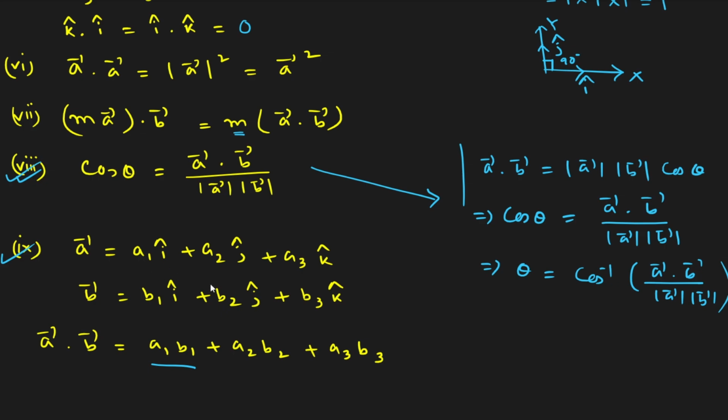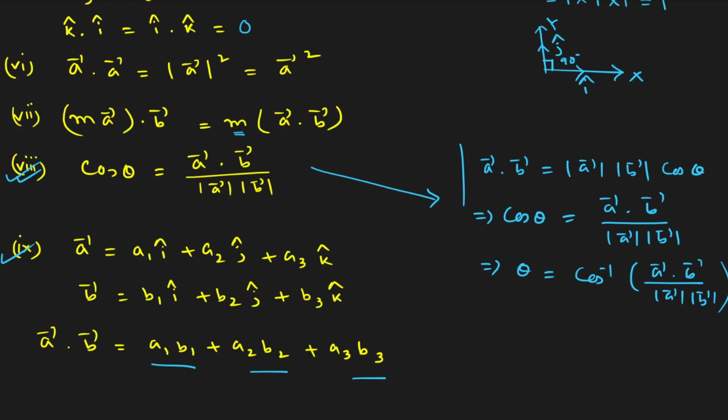But when you take the dot product of these two terms, a1 i cap dot b1 j cap, i cap dot j cap is 0, so it will not come. In the same way, a1 b2, in this case i cap dot j cap will become 0. Similarly, a1 i cap with b3 k cap, so i cap dot k cap is again 0, so it will not come. So only a1 b1, then a2 b2, and then a3 b3 will come. Again, this particular result you have to use in so many problems.